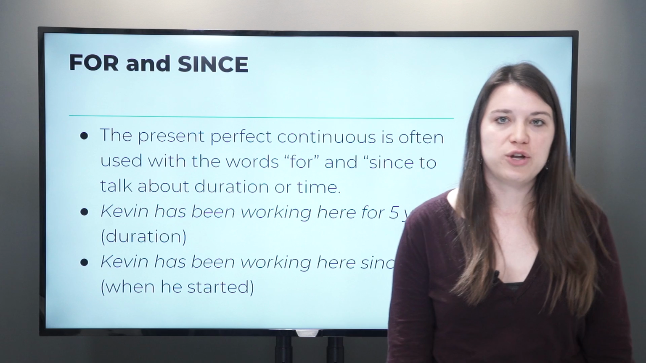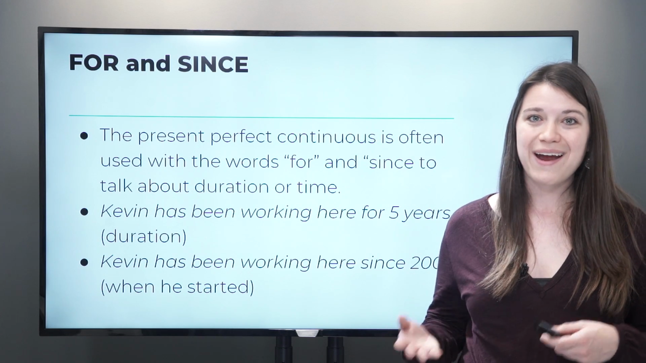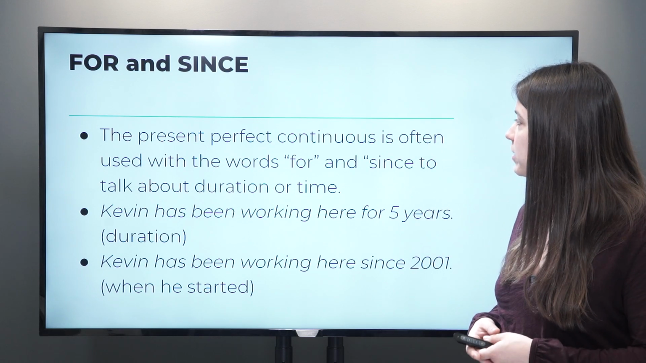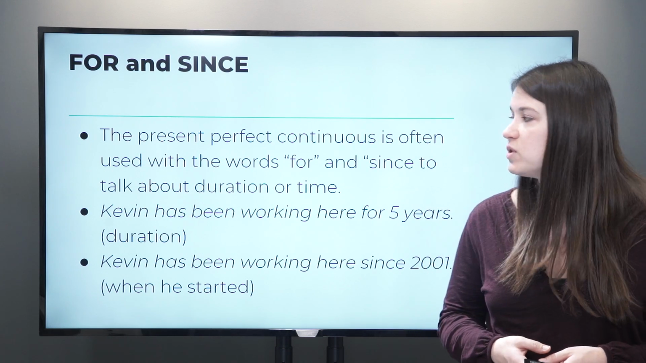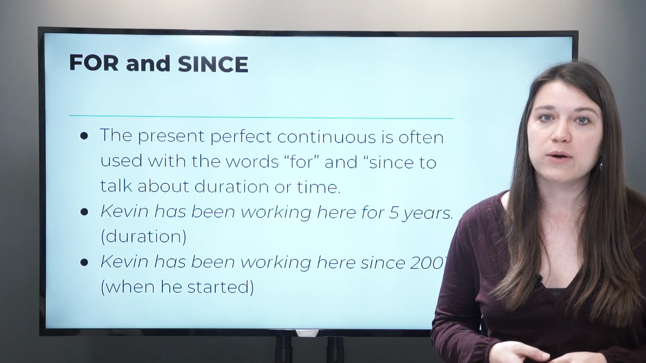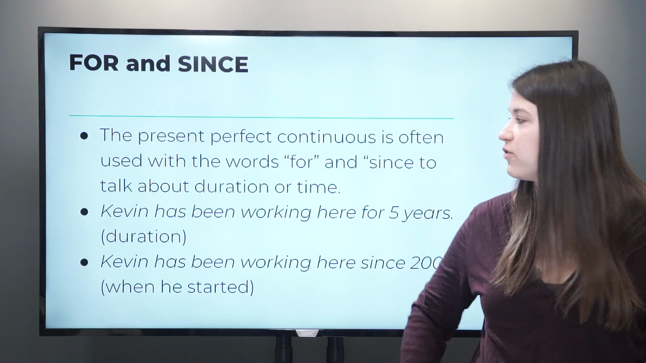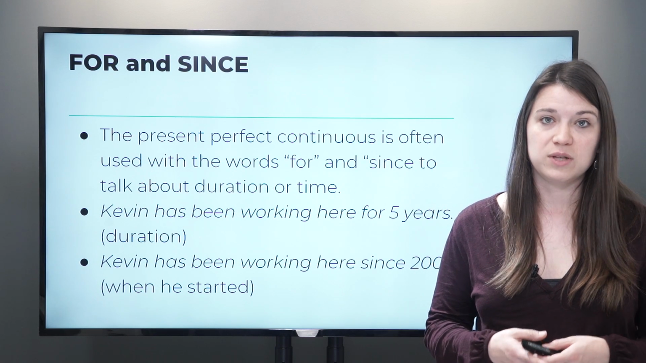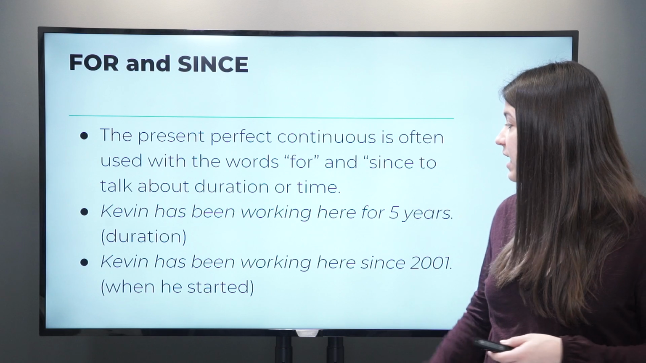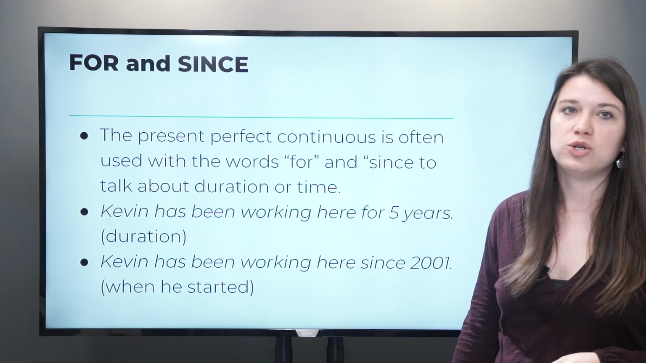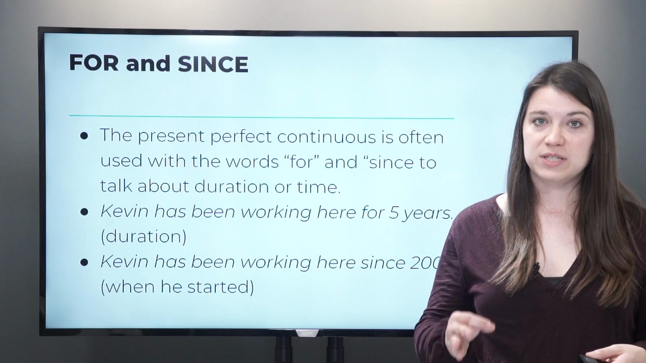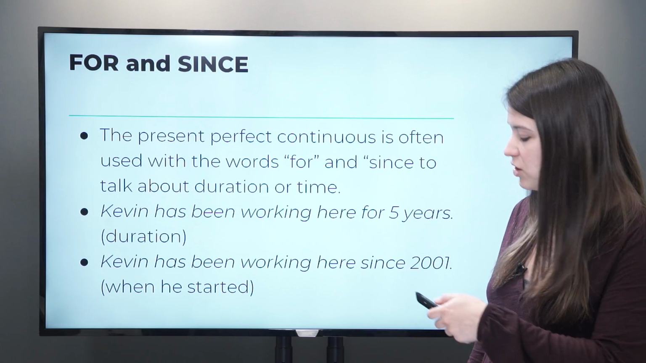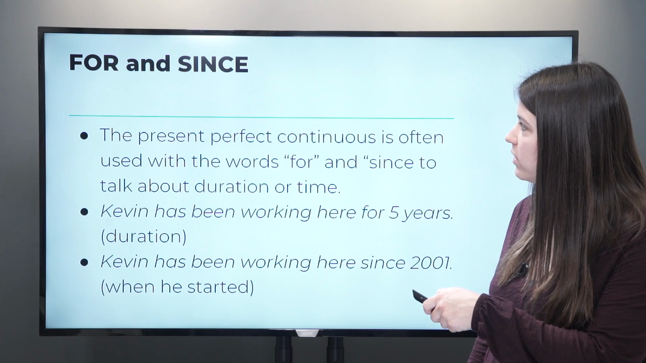And one thing to note, we often use for and since with this tense, the present perfect progressive. So the present perfect continuous or progressive is often used with the words for and since to talk about a duration of time. So let's look at a couple different examples. Kevin has been working here for 5 years. Okay, so this shows the duration. Kevin has been working here since 2001. This is saying specific dates when he started, okay? So this is good to note when to use one or the other.